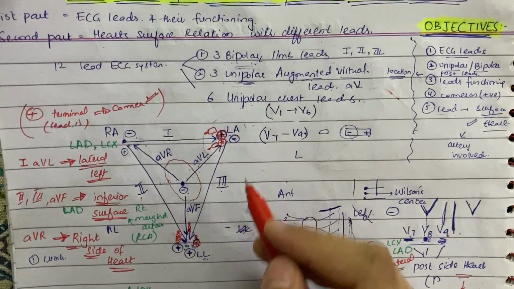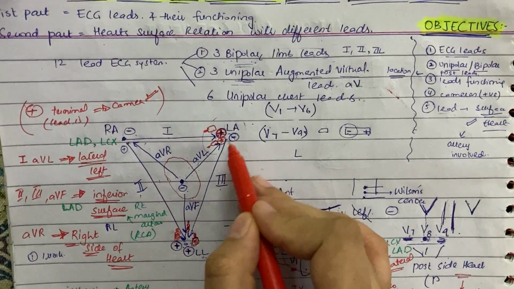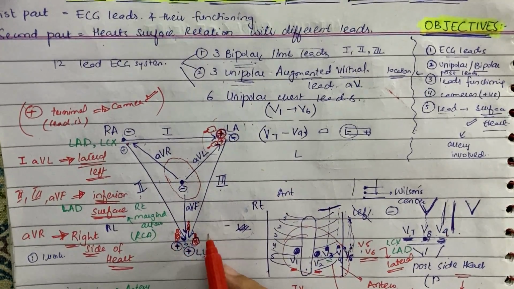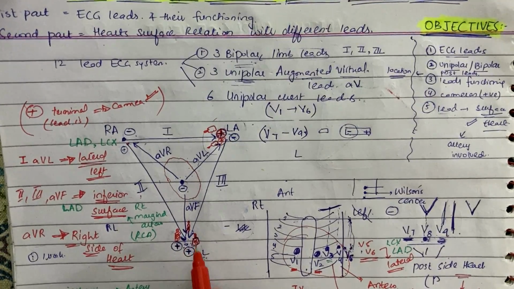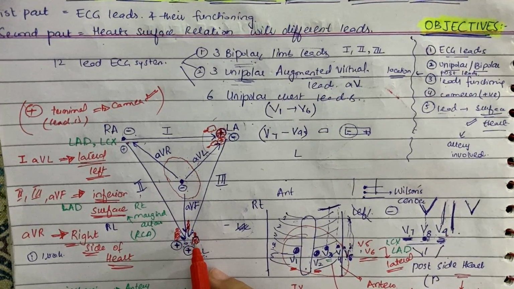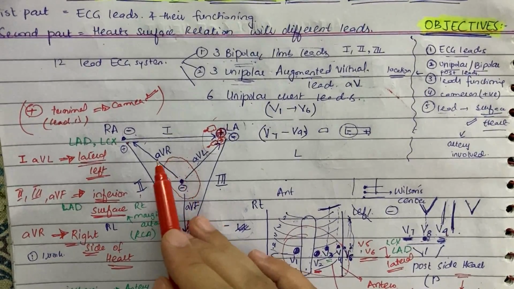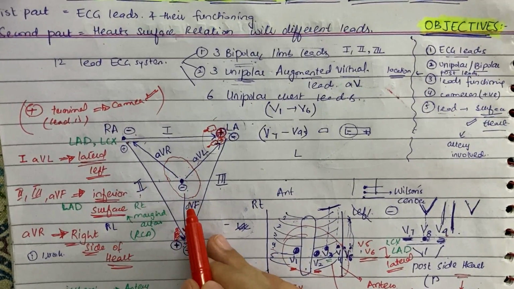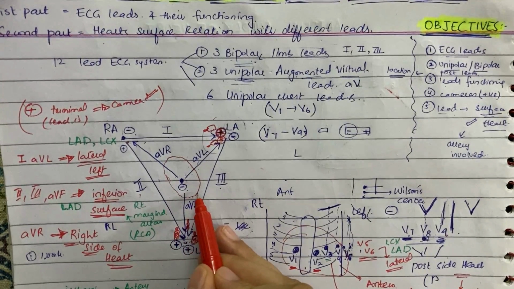Talking about lead 2, lead 3, and lead AVF: all these three leads have their positive terminal on the left leg. So it is evident from here that the three cameras will be placed here, and they will be watching or monitoring the heart from the inferior or the diaphragmatic surface of the heart.